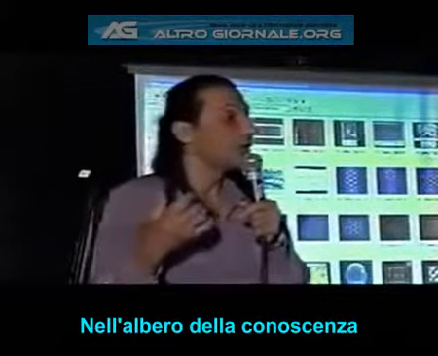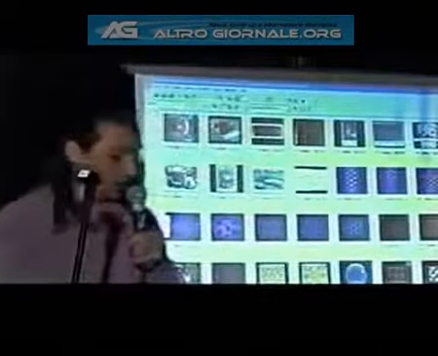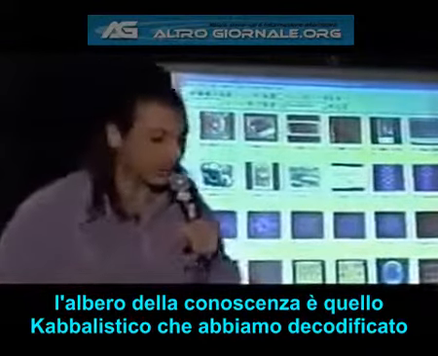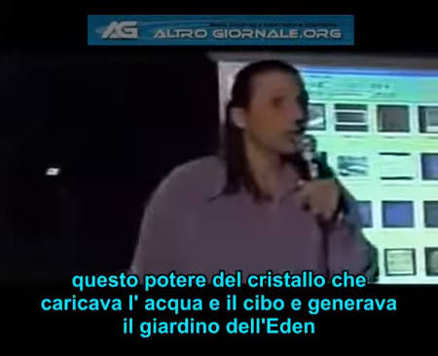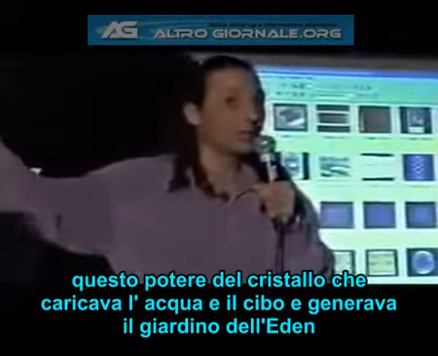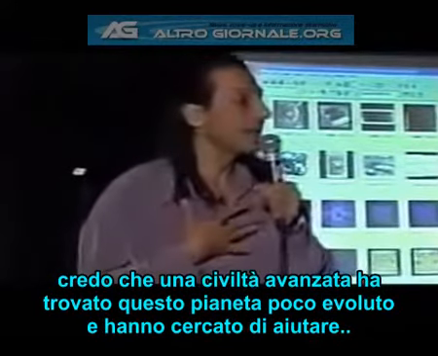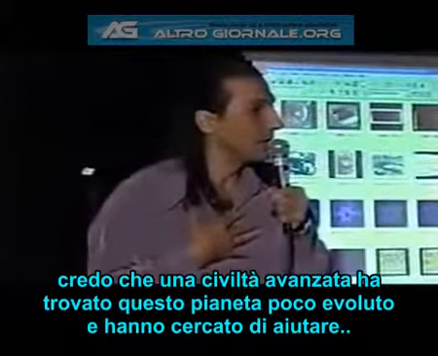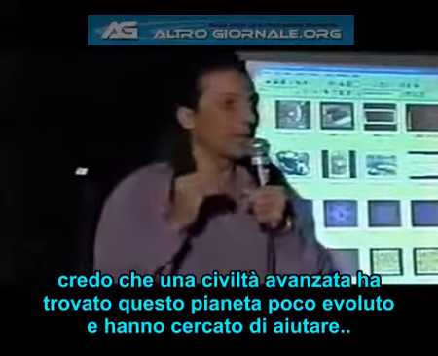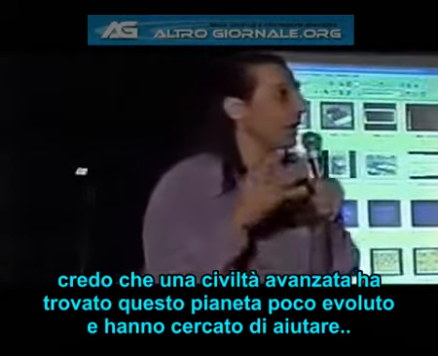And you know, the tree of knowledge in the temple, in the Garden of Eden, is the Kabbalistic tree that we just saw decoded. The tree of knowledge was that crystal power that was charging the water and charging the food and generating the Garden of Eden. I believe that an advanced civilization found this planet, and the planet was not very evolved. And when they find a planet that's not very evolved, they usually try to help it along.